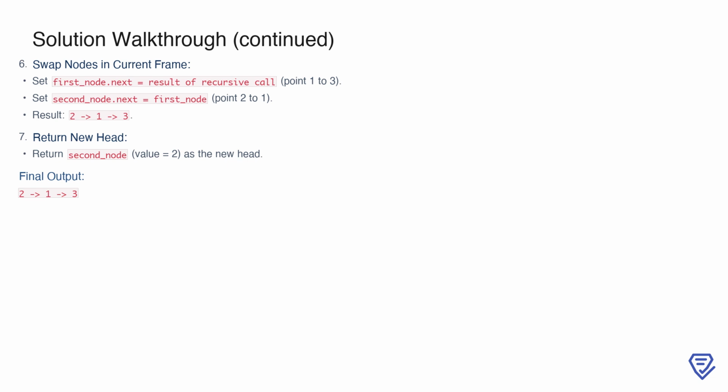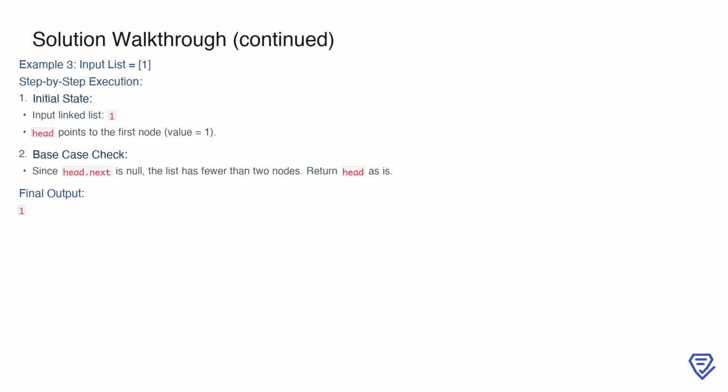This completes the swapping of the first two nodes, and the resulting list is 2-1-3. Finally, we return the second_node, which is now the new head of the list, with value 2. The output for this example is 2-1-3. In the final example, the input list contains only one node, 1.